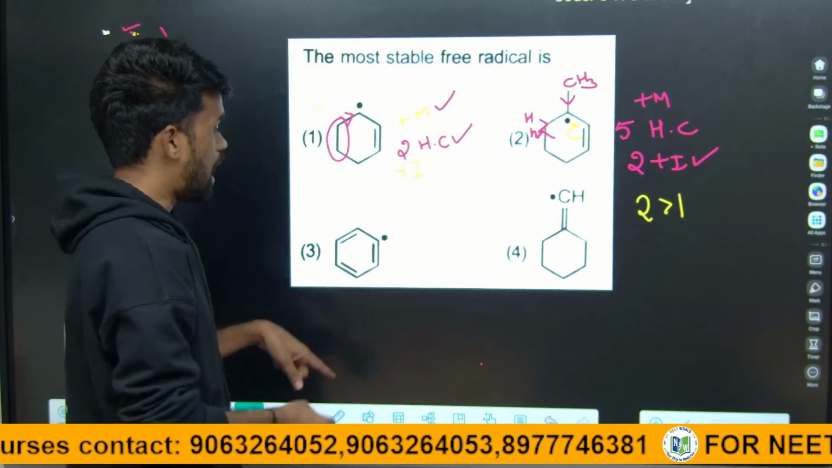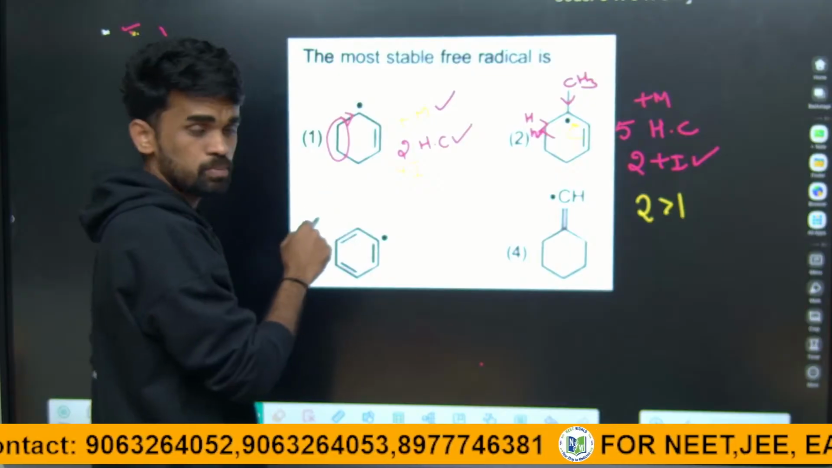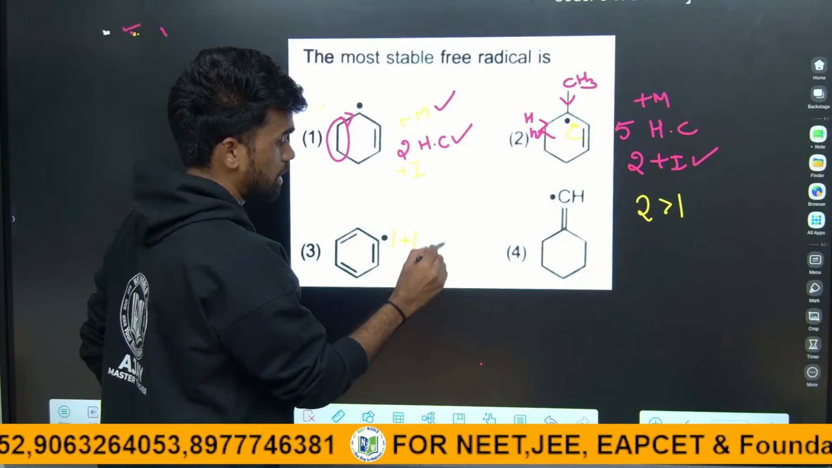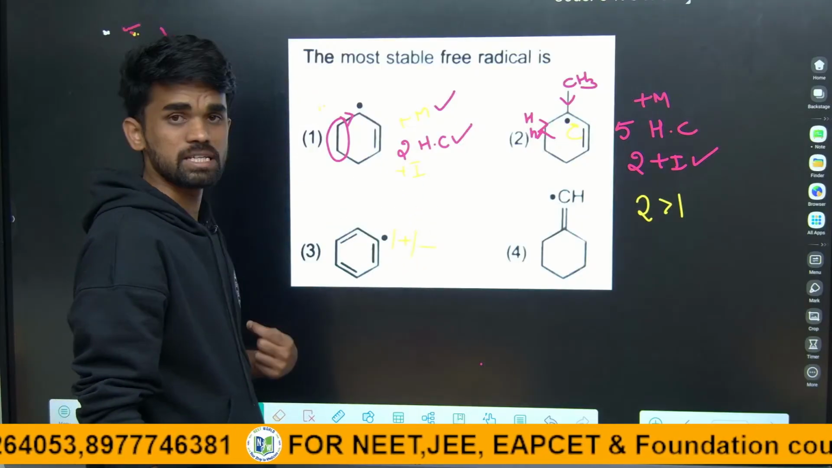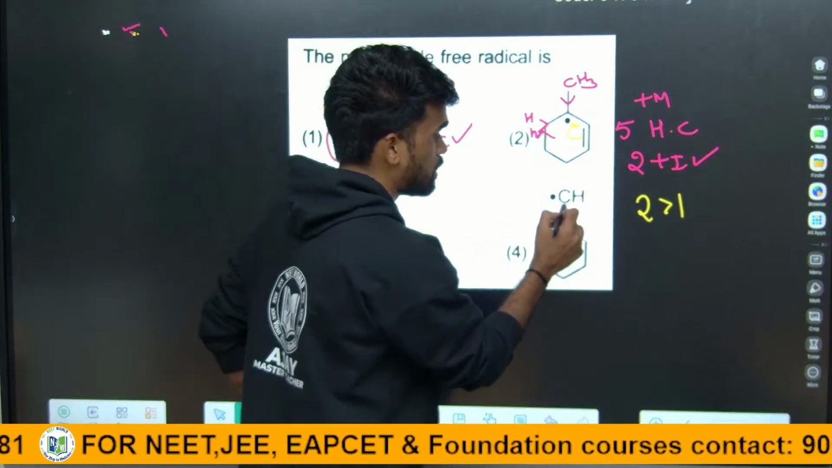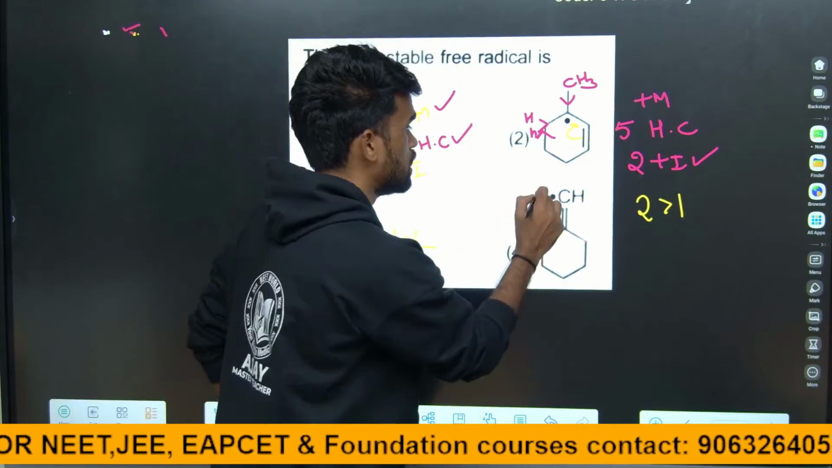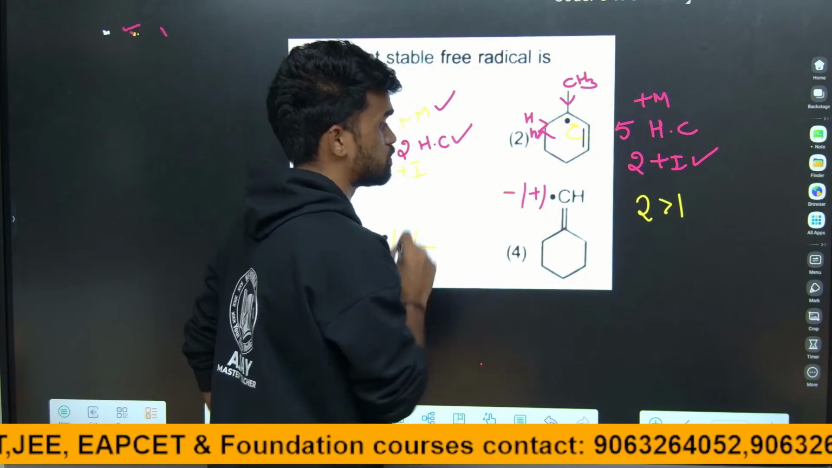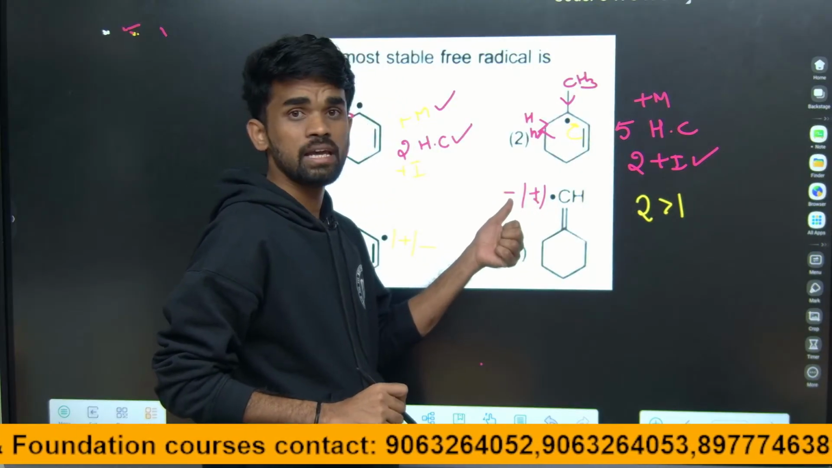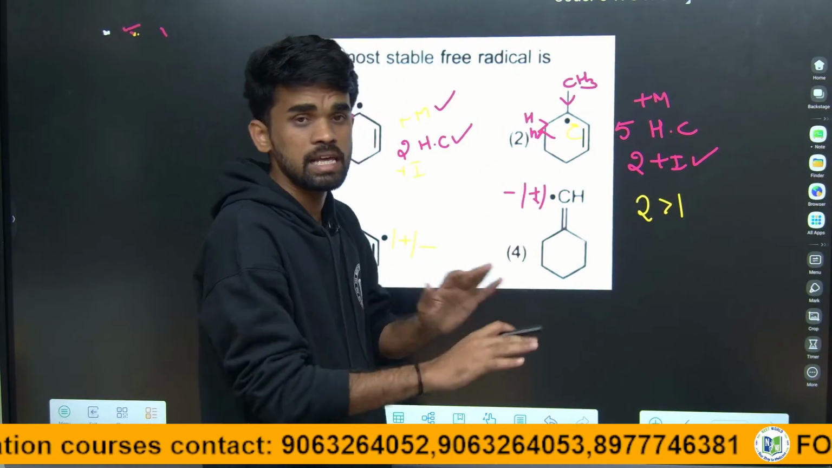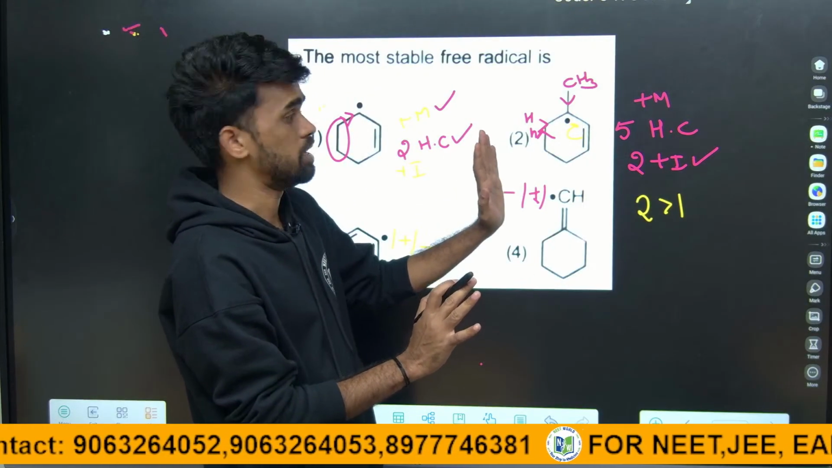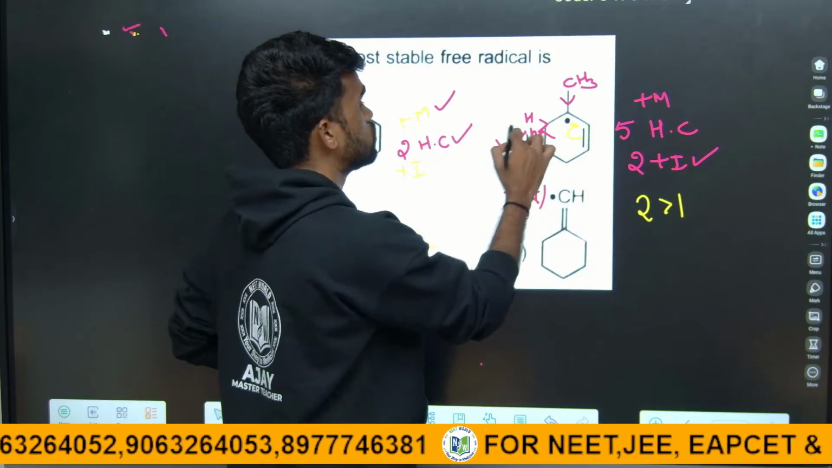Now always remember, if on the phenyl ring any radical, carbocation or negative charge carbanion is present, those are highly unstable. So this is least stable. And on the double bonded carbon also, if any radical, positive charge or negative charge is present, we call it a vinyl radical, vinyl carbocation or vinyl carbanion. These are also highly unstable. So which is more stable here? Option 2 is more stabilized. So this is the option you have to tick for this particular question.